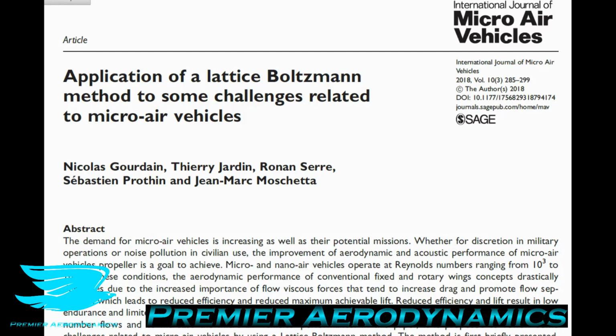However, there is a new method which is, in my opinion, better and provides more promise than Navier-Stokes equations. That is the Lattice Boltzmann method. So let's talk about these two different methods.